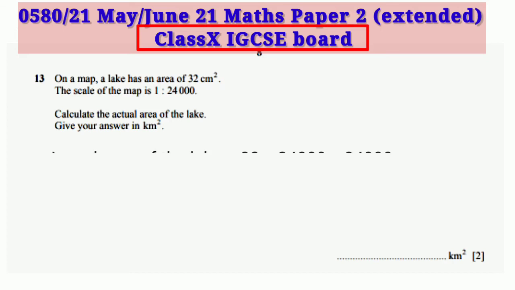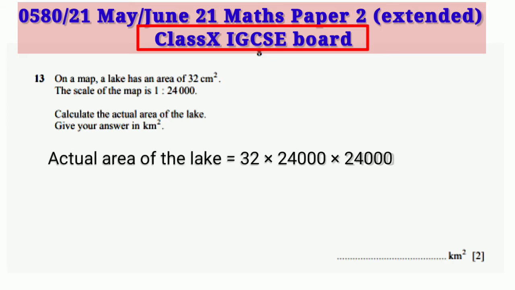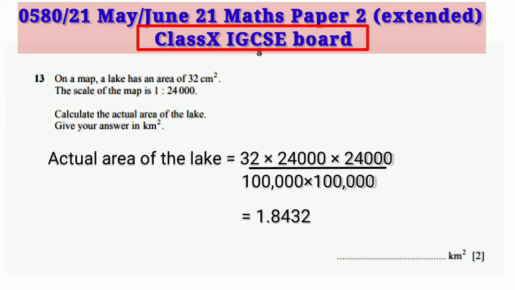So the actual area of the lake is equal to 32 multiplied by the scale factor twice, that is 24,000 × 24,000, and divided by the conversion factor of centimeter to kilometer, which is 100,000, twice. This on calculation will give us the answer 1.8432. So the area of the actual lake is 1.8432 km².